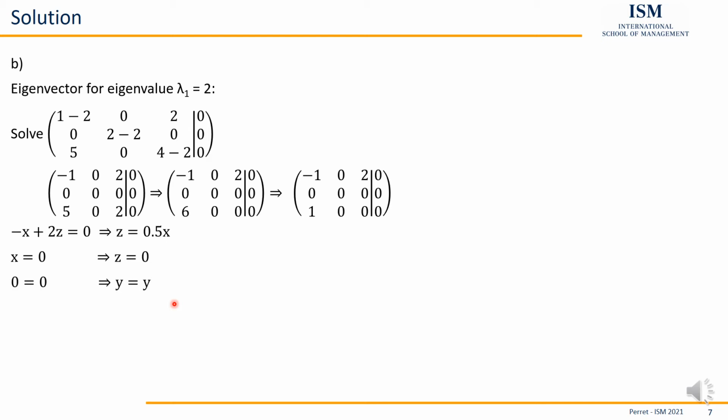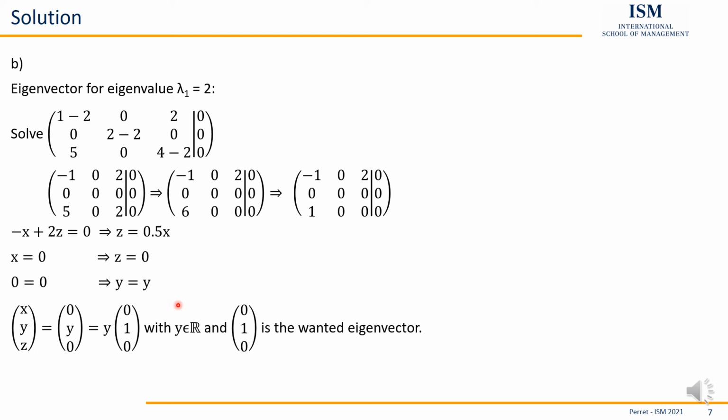Then we can write down the solution vector again. x was 0, z was 0, and y was y. We write the y again in front of the vector, giving us here as a vector 0, 1, 0. And this is the eigenvector for our eigenvalue 2.